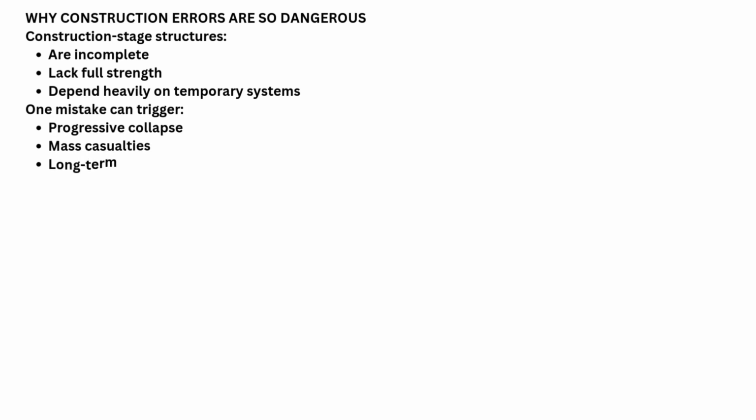Why construction errors are so dangerous. Construction stage structures are incomplete, lack full strength, and depend heavily on temporary systems. One mistake can trigger progressive collapse, mass casualties, and long-term loss of trust.